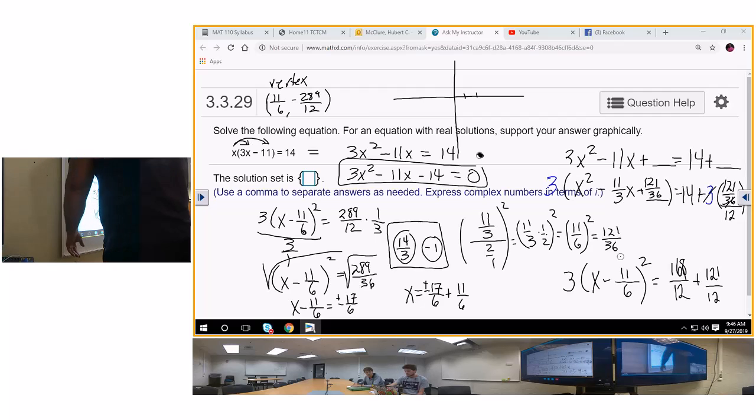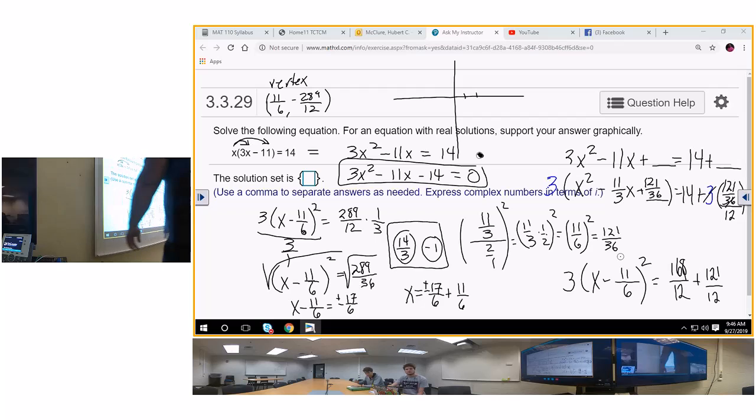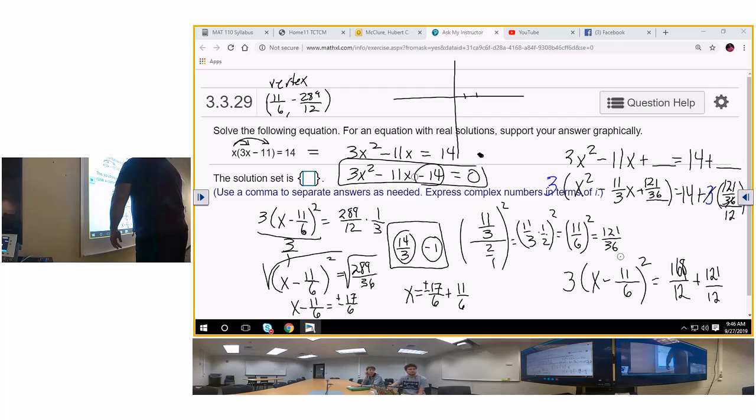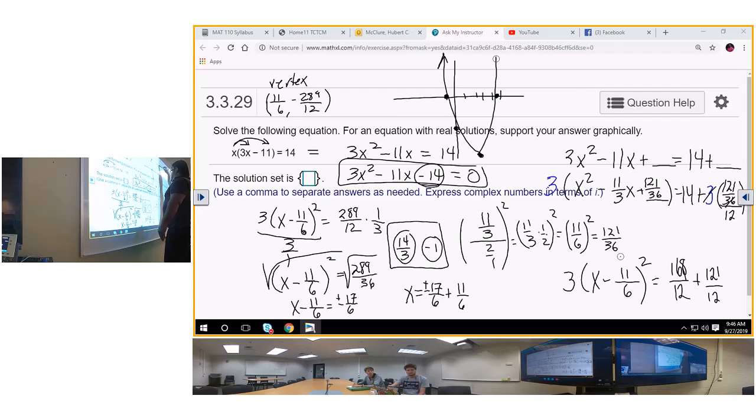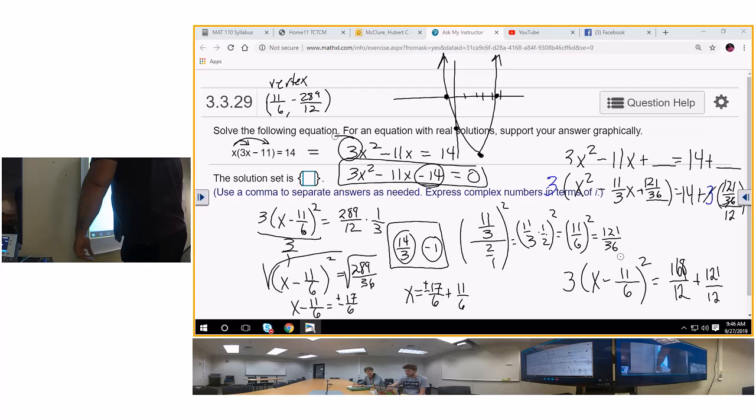What's our y-intercept? We had it right here. Negative 14. That's right in there. And 14 thirds is 4 and 1/3, and negative 1. Why is this thing so skinny? Because it's got a 3 in front of it.